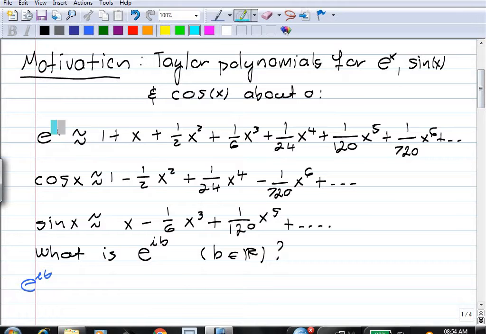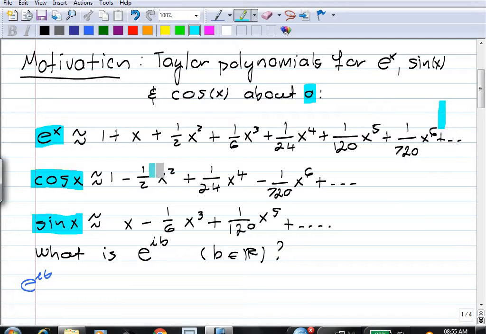For the real functions e to the x, cos x, and sine x, the Taylor polynomials about 0 are excellent approximations for the functions. So we can say e to the x is approximately 1 plus x plus a half x squared plus 1 over 6 x cubed plus 1 over 24 x to the fourth plus 1 over 120 x to the fifth plus 1 over 720 x to the sixth, and so on. So we've gotten up to the sixth term for a Taylor polynomial.